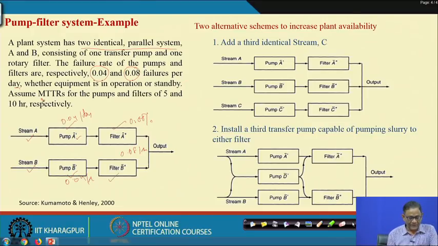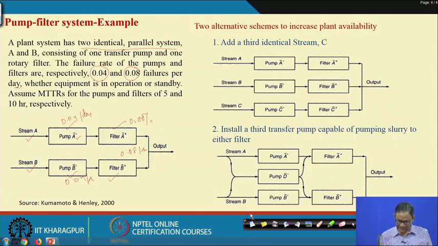And you see that another issue is that if the pumps or the filters fail, then they can be repaired, and the repair time is also given, in terms of mean time to repair for pumps and filters, 5 and 10 hours respectively. So, that MTTR for pumps is 5 hours and MTTR for filter is 10 hours. Okay. So, this is basically a combined system, where both the failure and repair processes are involved.